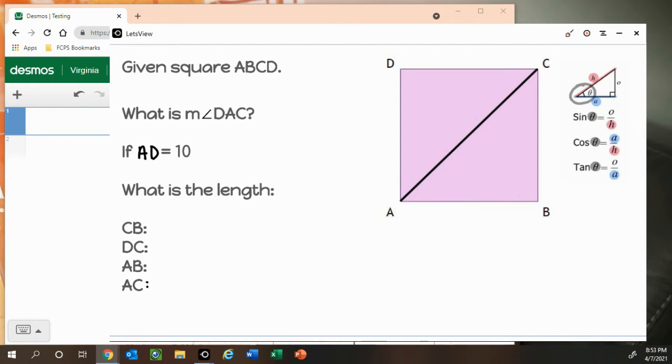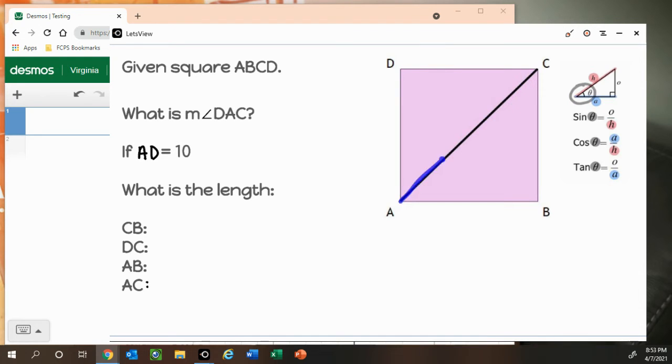We are starting off with this lovely pink square, and I want to know what is the measure of angle DAC. So we're looking right here at this little angle. What we know about squares is that every single angle in a square is 90 degrees. Every angle is a right angle.